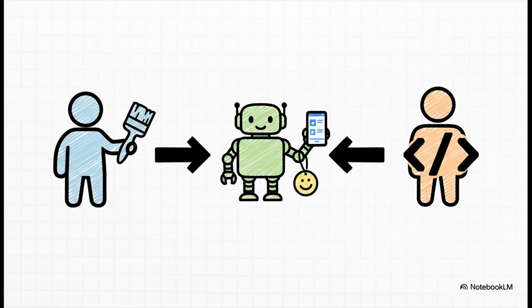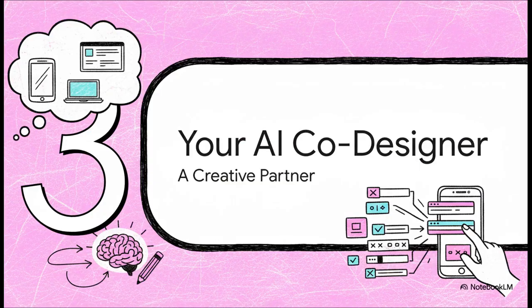Think about it like this. Normally, you'd need a UI designer to figure out the look and feel, and then you need a front-end developer to write all the code. Stitch 3.0 is like having both of those experts rolled into one AI assistant that works for you, and it's completely free. So let's really dig into the features that make Stitch 3.0 feel less like just a tool and more like a creative partner, your own personal AI co-designer.